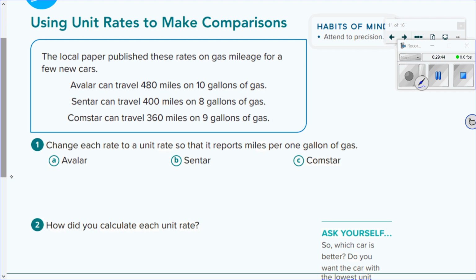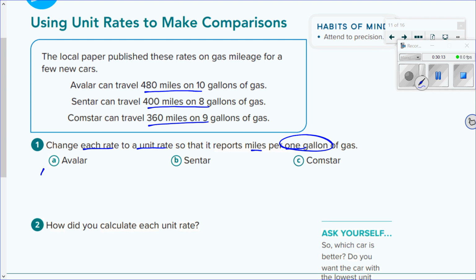So all we're doing is comparing our gas mileage for these 3 cars. So change each rate to a unit rate so it reports miles per 1 gallon of gas. So it's telling you which one needs to go to 1, right? Here's your numbers right up here. All of those will work out relatively well. So if you set them up properly, this should take you all of about 2 minutes. I'll give you 3. Go. So these should be relatively simple.